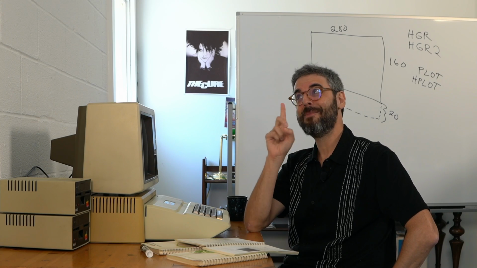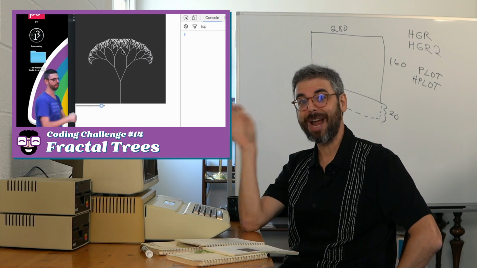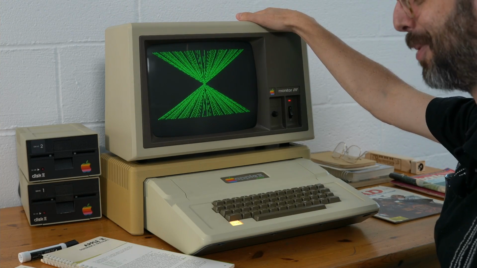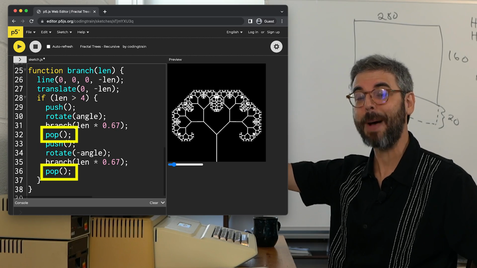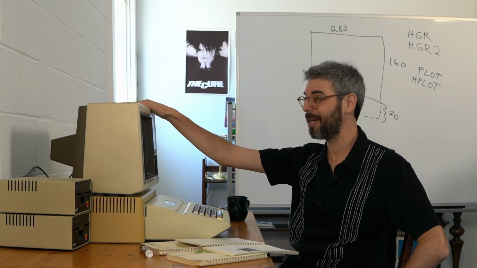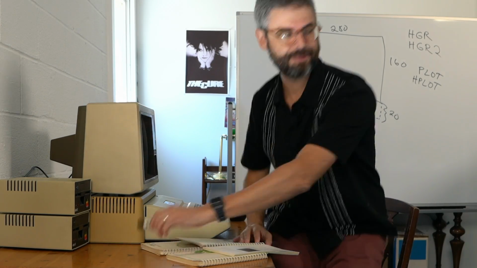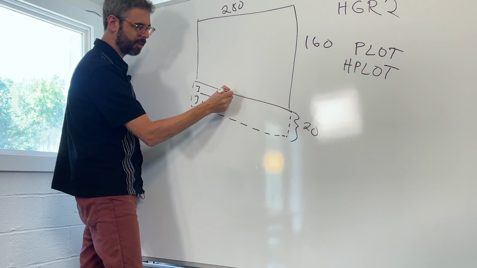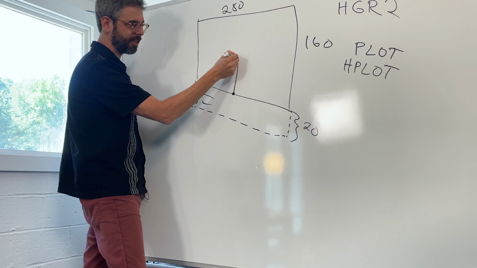Can I make my coding challenge a fractal tree right here in AppleSoft BASIC on this Apple II Plus computer? Now, I don't have access to push, I don't have access to pop, I don't have rotate, but I think I can do it with line and some basic trigonometry. What if I were to start to draw a line from the bottom middle here up until about the center?